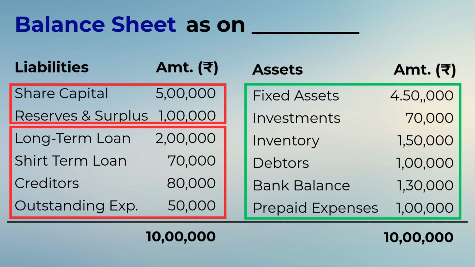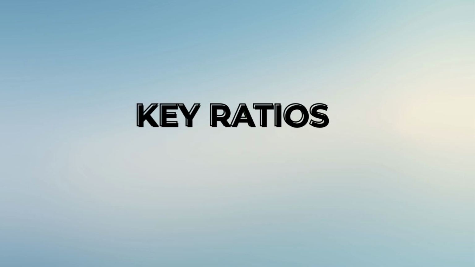A company with rising debt but flat profits may face solvency risk. Balance sheets reveal long-term stability, something income statements cannot. Once the balance sheet is checked, analysts review the key ratios. Let's find out some of the important key ratios from our sample balance sheet.